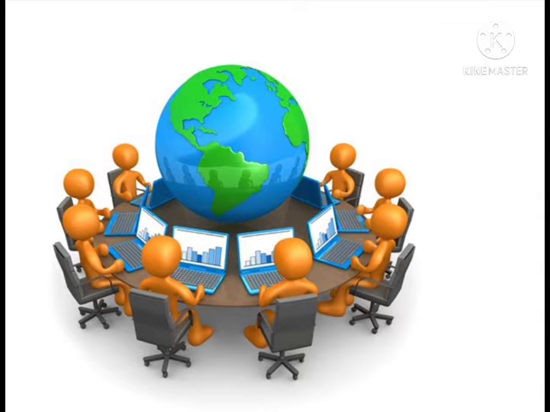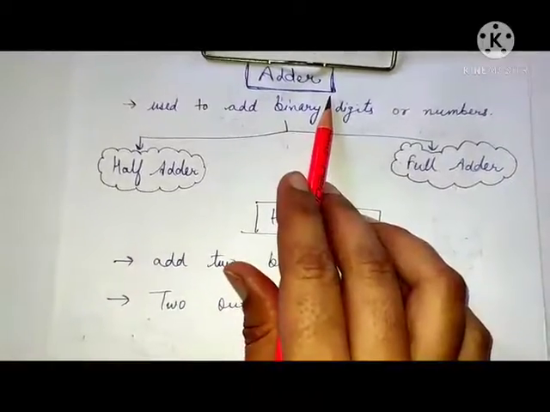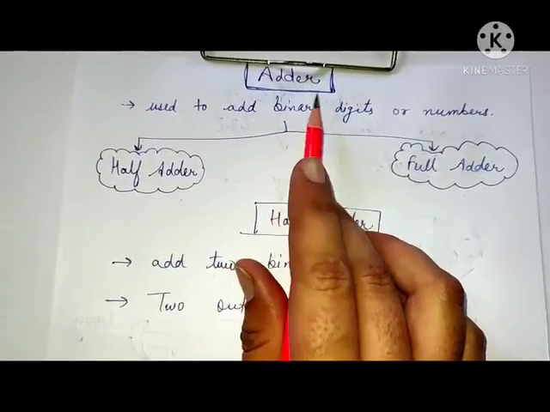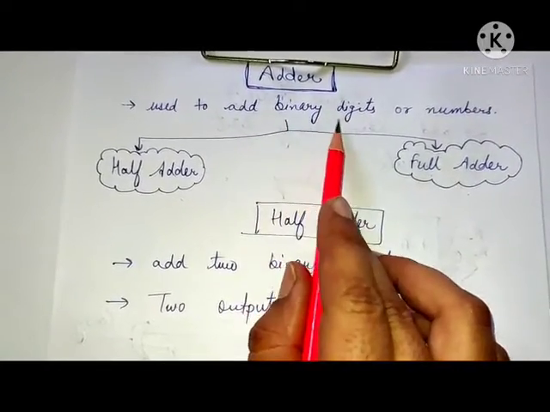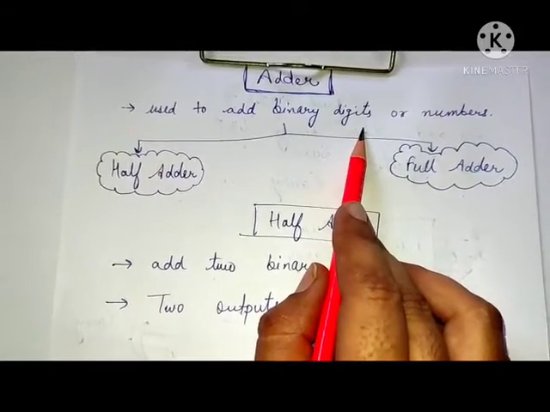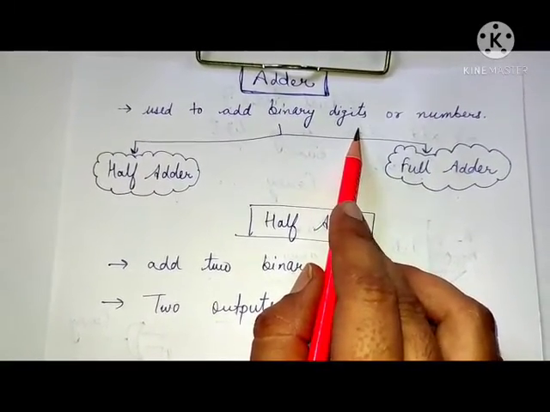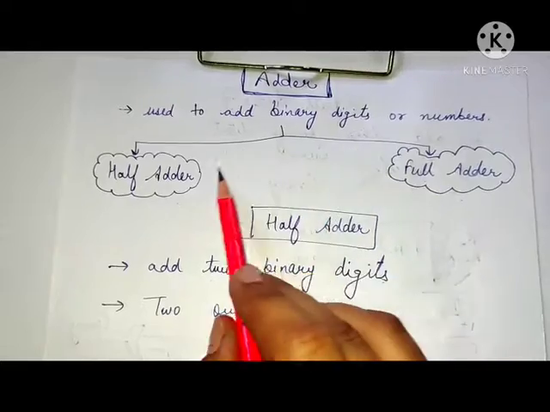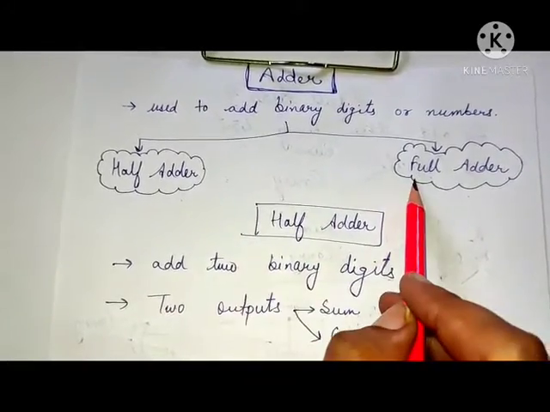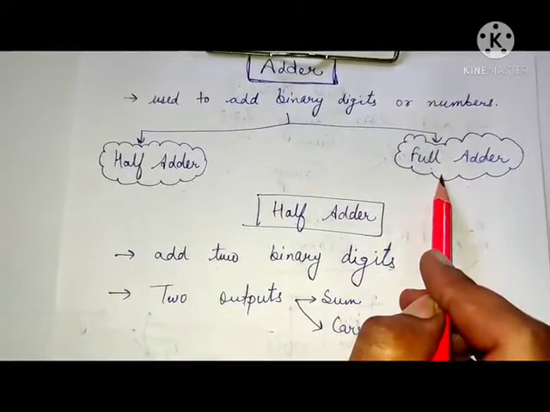Today we are going to start our next topic, that is adders. What is an adder? An adder is a logic circuit diagram that is used to add binary digits or binary numbers. Depending upon the inputs, there are different types of adders, and now we are going to discuss two types, half adder and full adder.